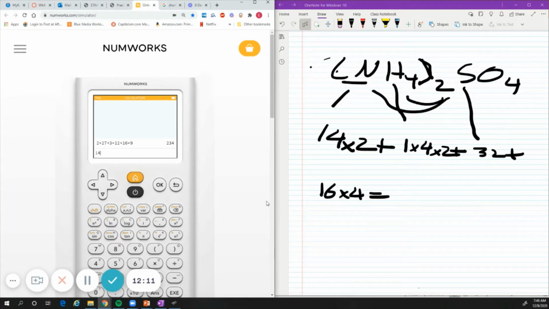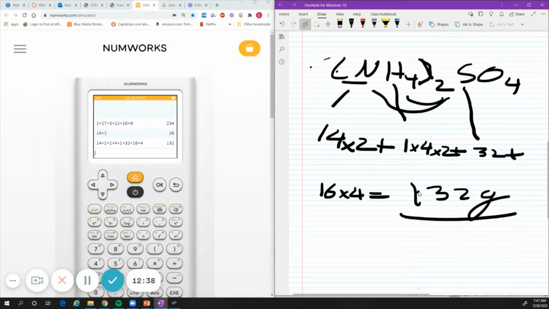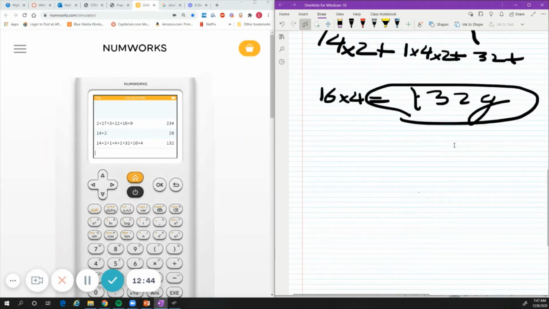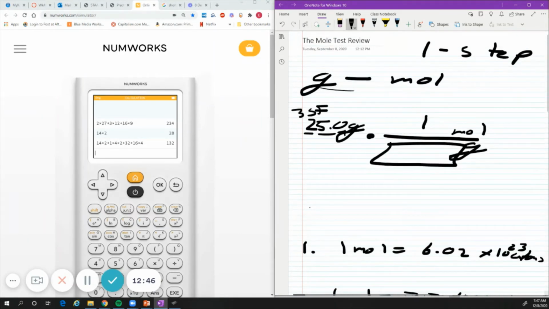So let's do it. 14 times 2, plus 1 times 4 times 2, plus 32, plus 16 times 4 gives me 132 grams of (NH4)2SO4, ammonium sulfate. So now that I have that number, 132, I can go back here and plug it in, 132 grams.